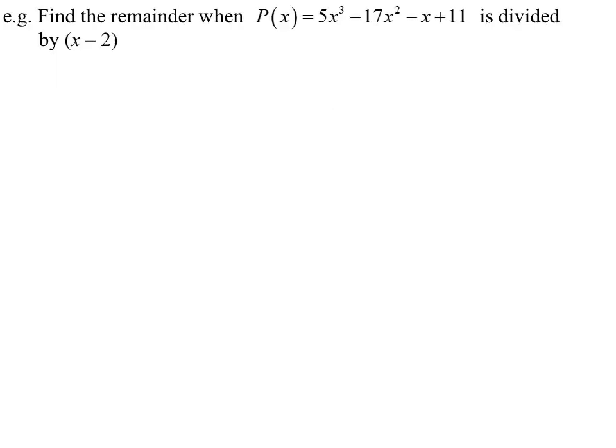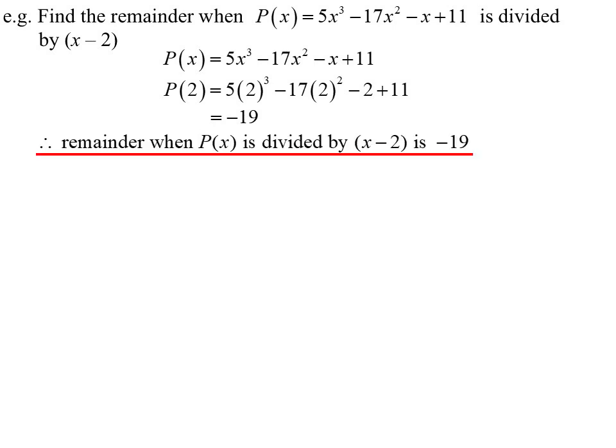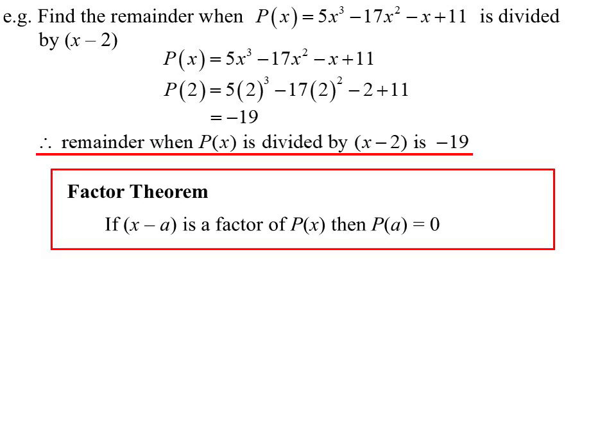Let's just go use it. Same example as yesterday when we did the polynomial division. If we substitute 2 into that, sure enough we get the same answer we got yesterday, a lot quicker, negative 19. But then that allows us to find the factor theorem, and that's much more useful.